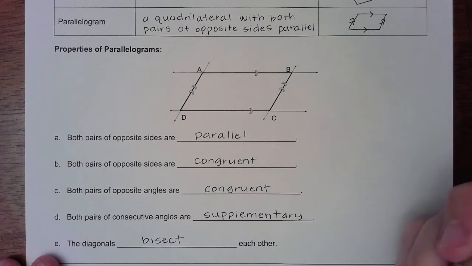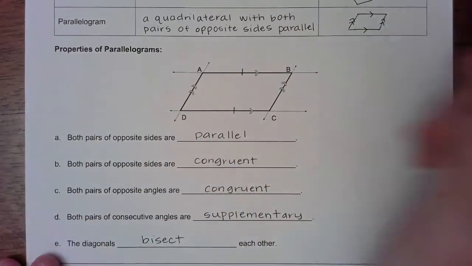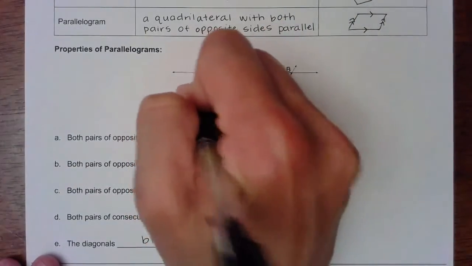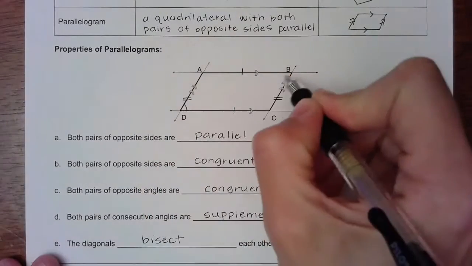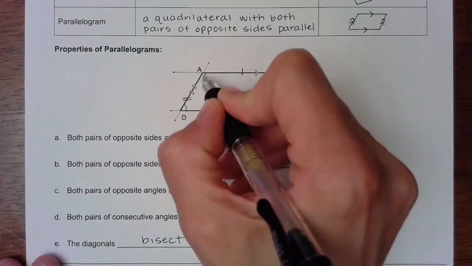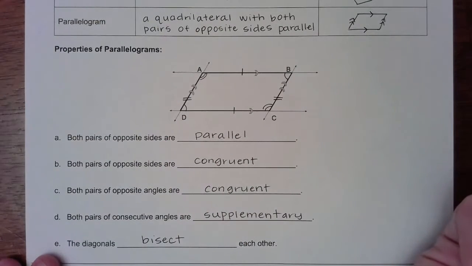We also have that both pairs of opposite sides are congruent, so that means that these two sides are the same length, and then these two sides are the same length. Both pairs of opposite angles are congruent, so these two angles are equal to each other, and then these two angles are equal to each other.